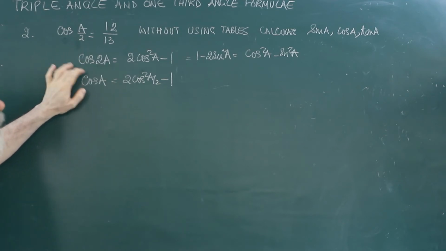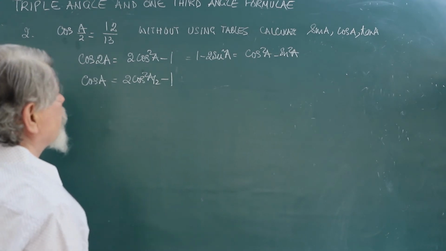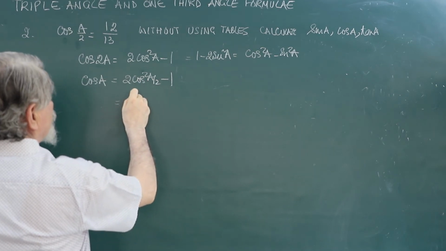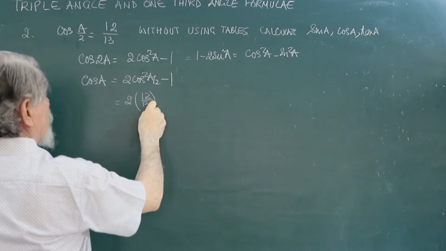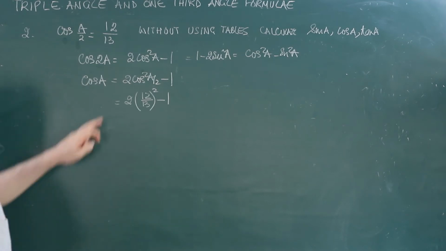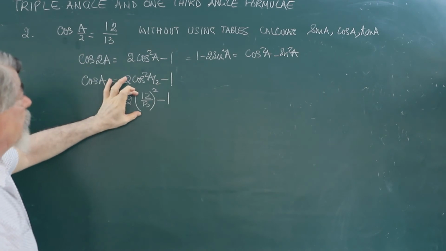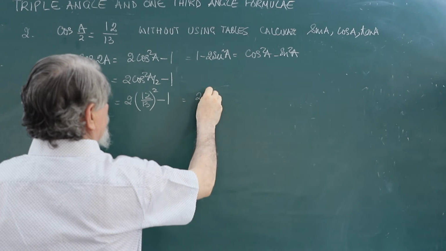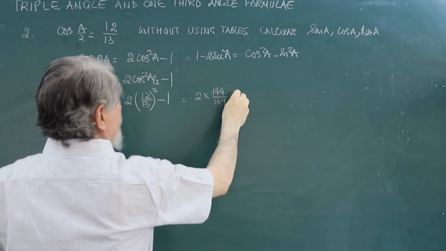So from this I will be able to find out the value of cos A. I could have calculated sin square of A also the same way. Now, cos A is 2 times cos square of A by 2 minus 1. The value of cos A by 2 is 12 upon 13, so 12 upon 13 whole square, minus 1. It will come out to be 2 into 144 upon 169 minus 1.